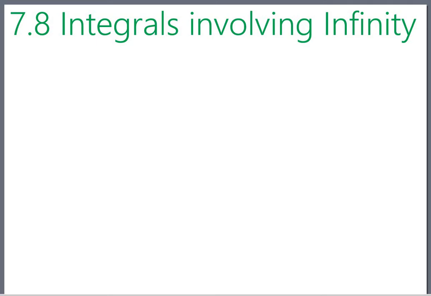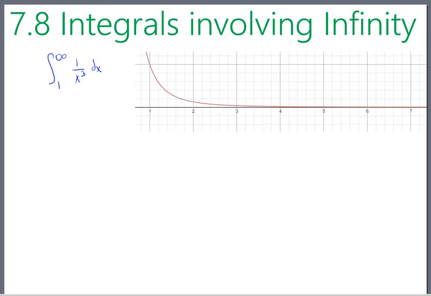So let's take a look at something like, let's just integrate from 1 to infinity, something like 1 over x cubed. Okay. Graphically, 1 over x cubed, in case you don't remember or know what that looks like, looks like this, and going 1 to infinity means you are looking for this area.